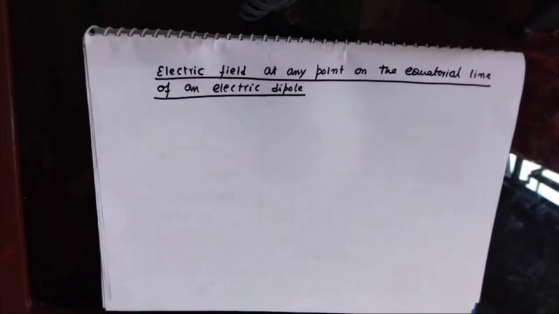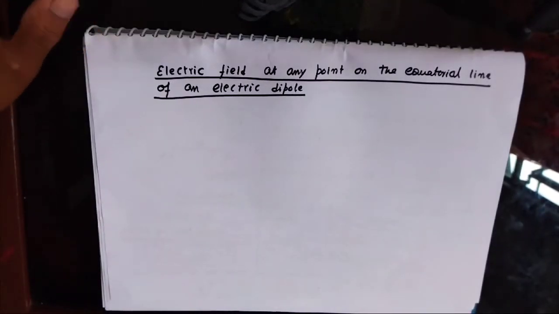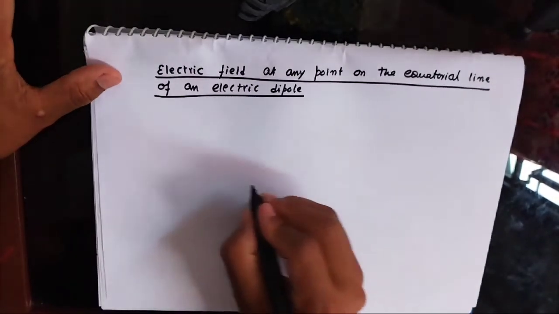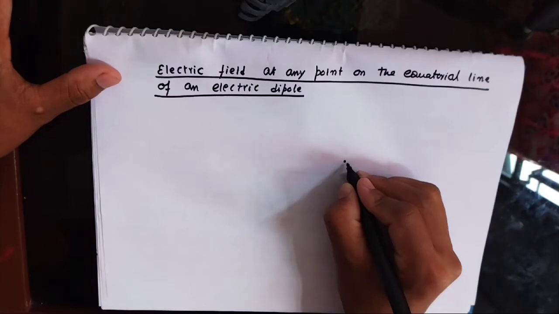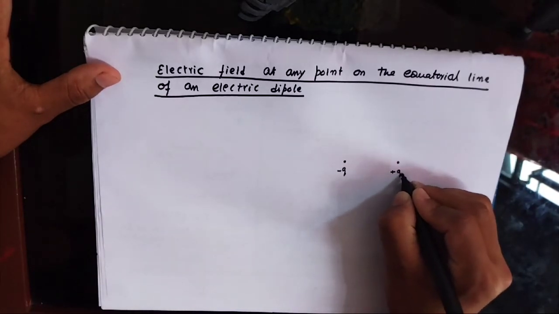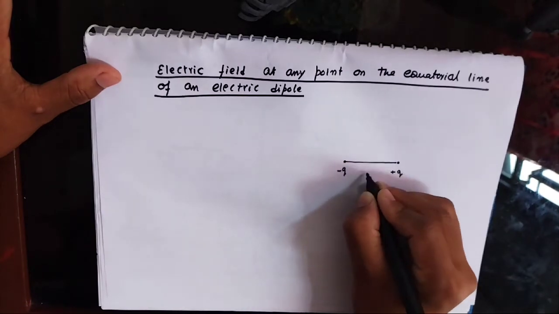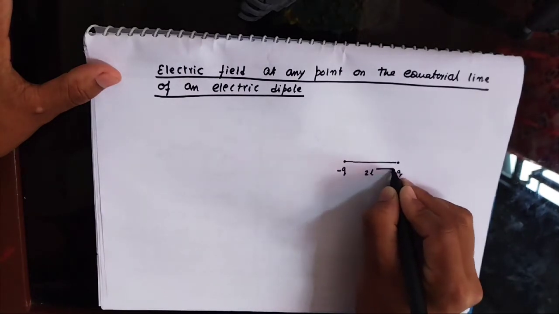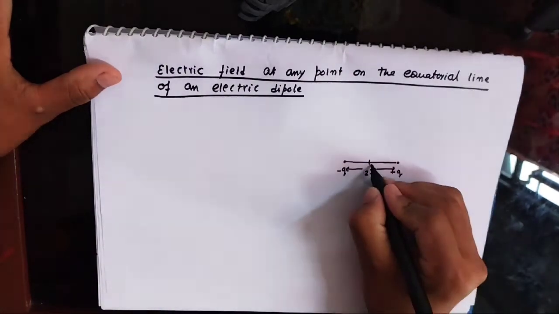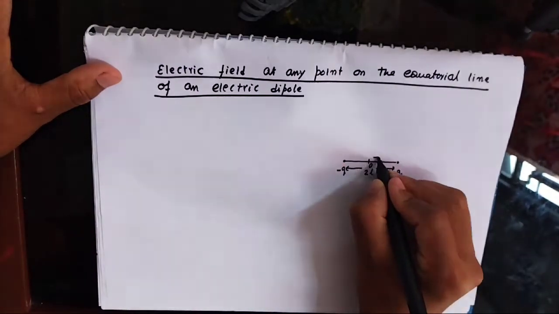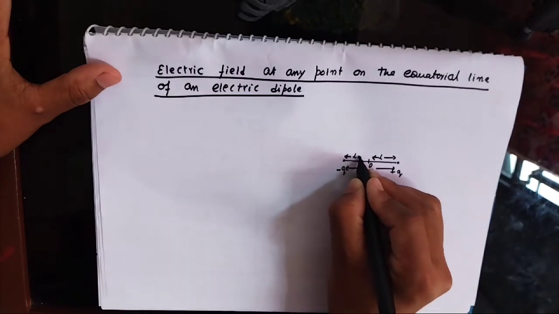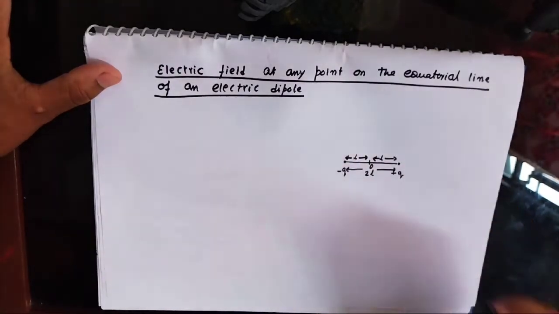Electric field at any point on the equatorial line of an electric dipole. So let us consider this one is a dipole, and the length of this dipole is 2L. So somewhere here is the center of the dipole. From here to here it is L. From here to here it is also L.